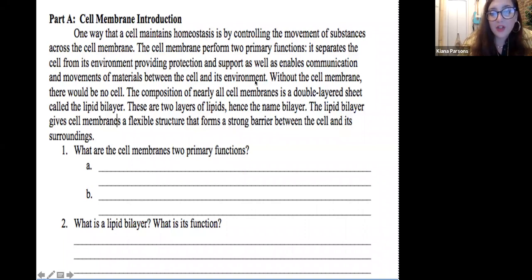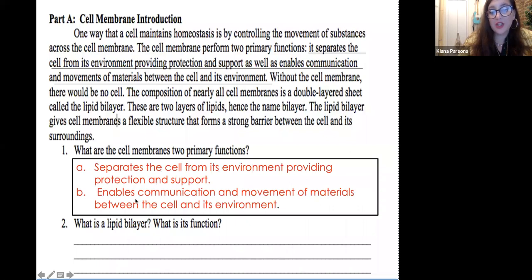Its primary functions: separating the cell from its environment, providing protection and support. And you can see there it is highlighted in the passage, and enabling communication and movement of materials between the cell and its environment. What is a lipid bilayer? Lipid bilayer or phospholipid bilayer means the same thing.